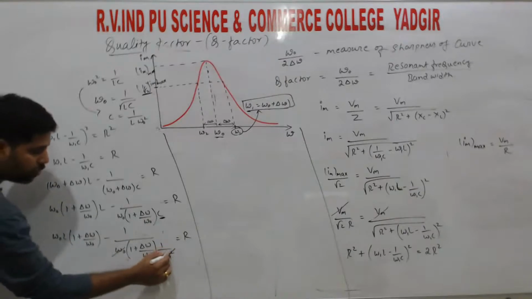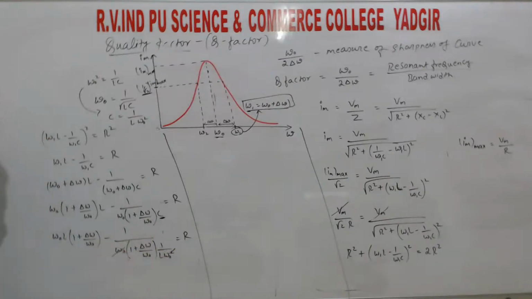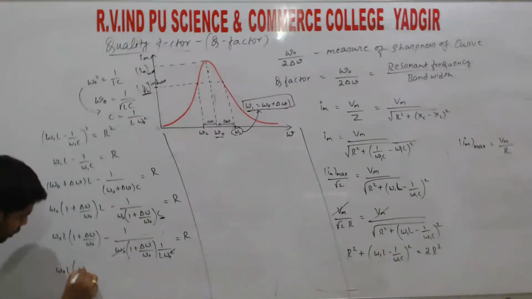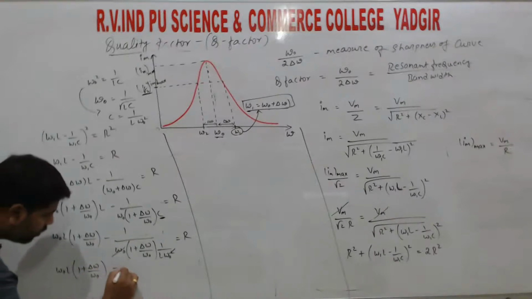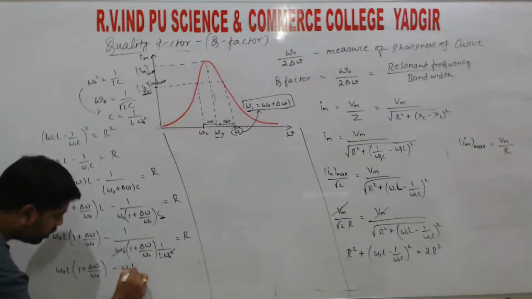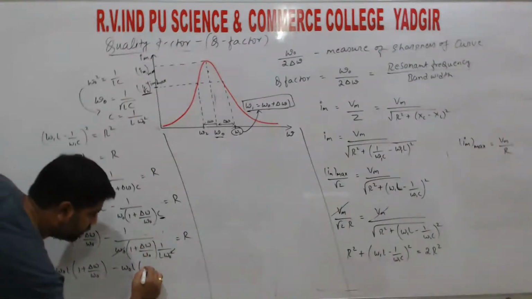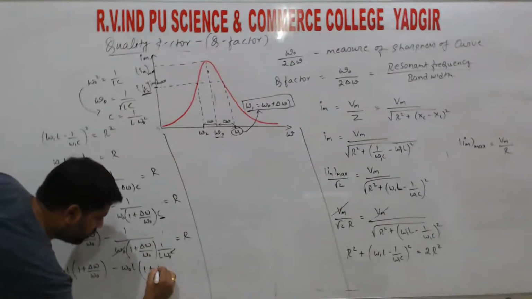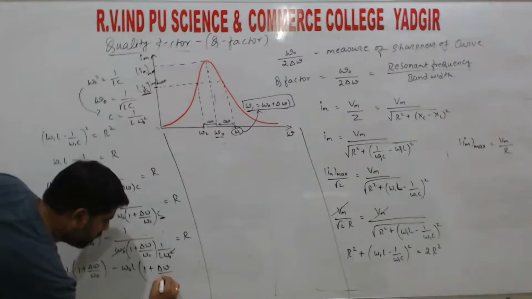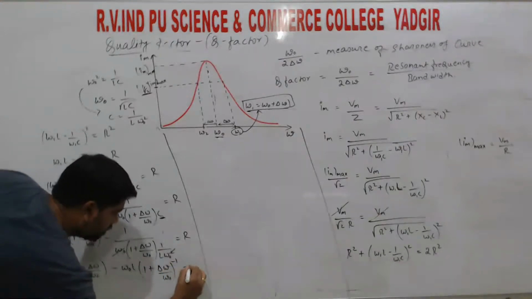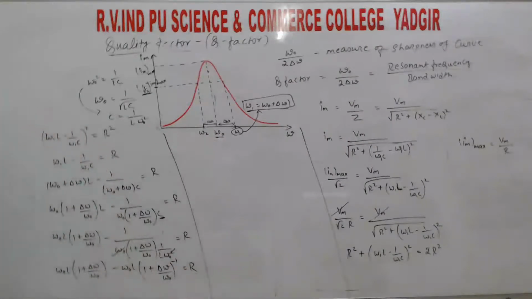So omega naught gets cancelled, and we can shift this to the numerator. So 1 divided by this value we can write as omega naught L (1 plus delta omega by omega naught) minus omega naught L. This also we can shift to the numerator, so that becomes (1 plus delta omega by omega naught) to the power of minus 1, equals R.